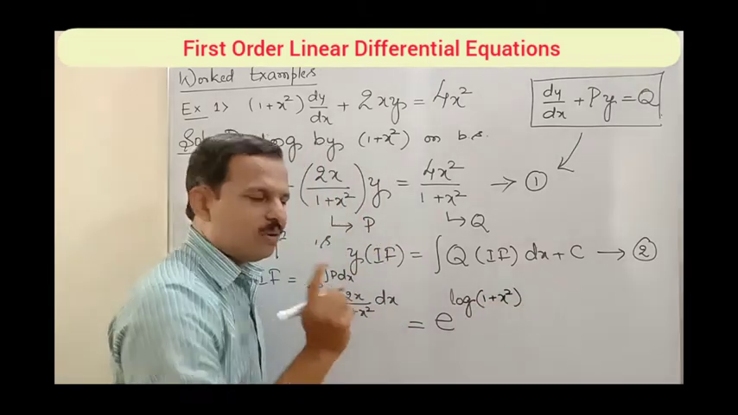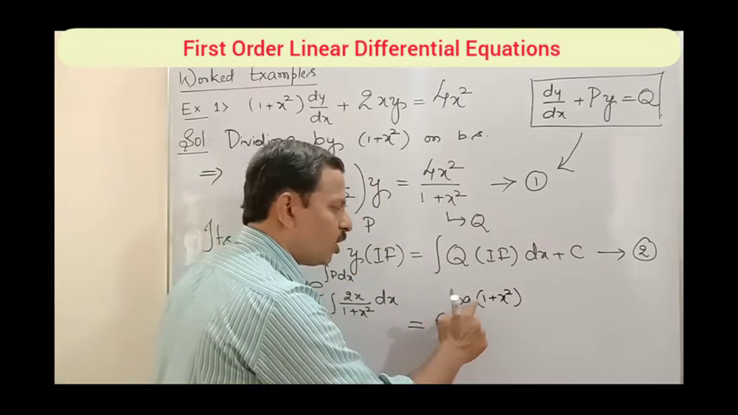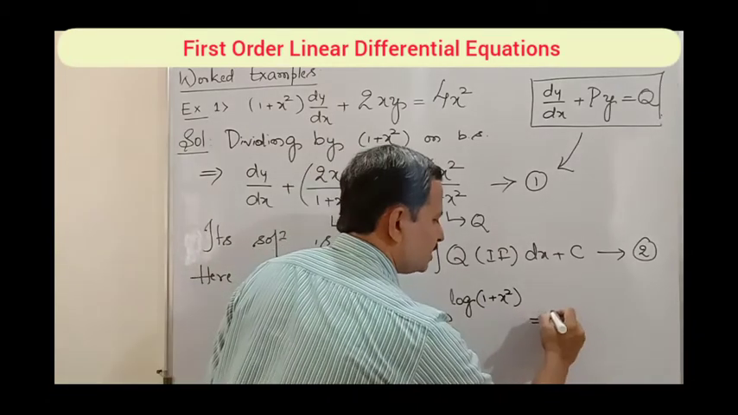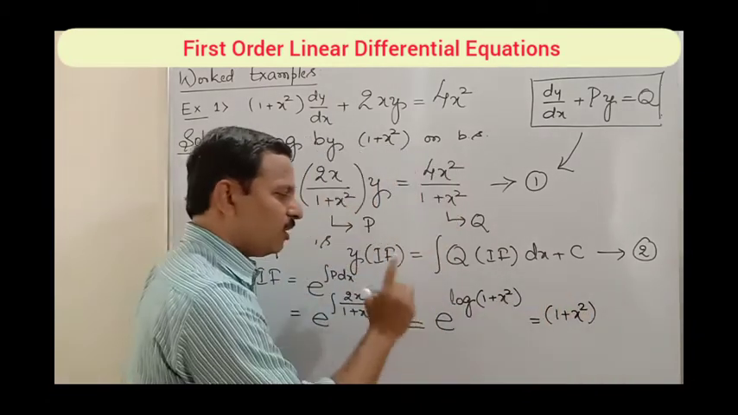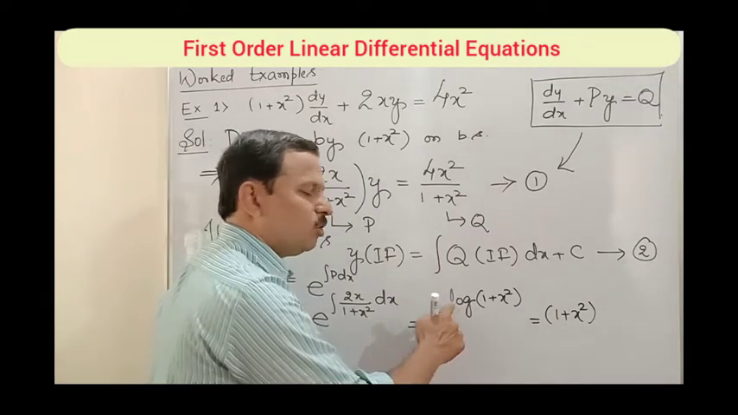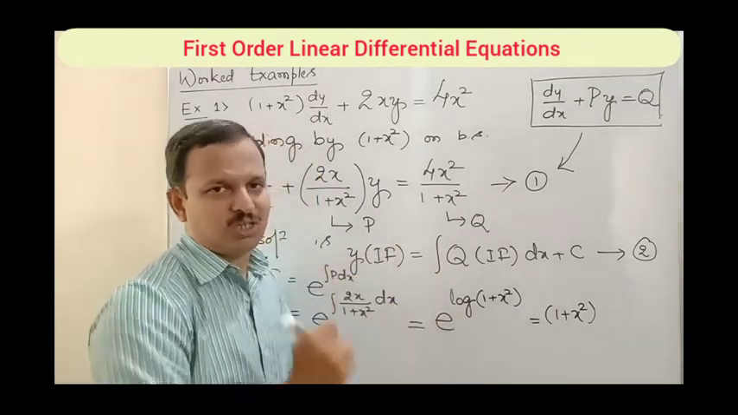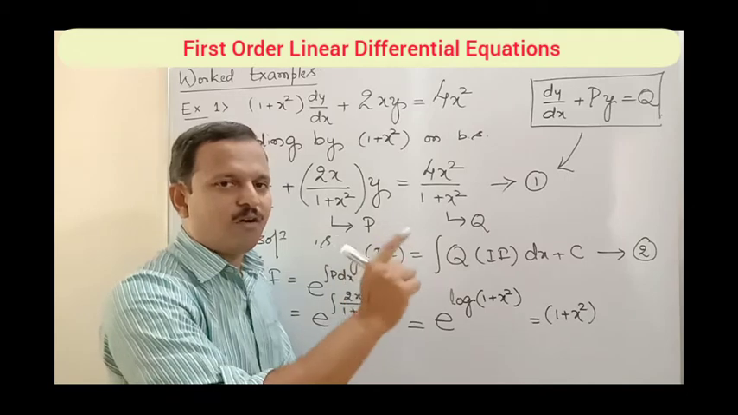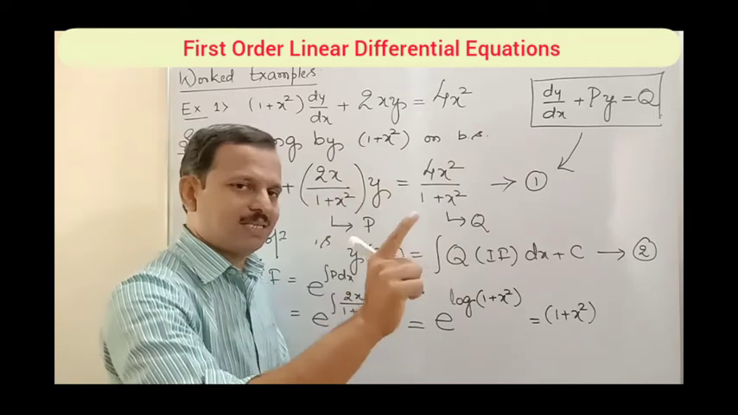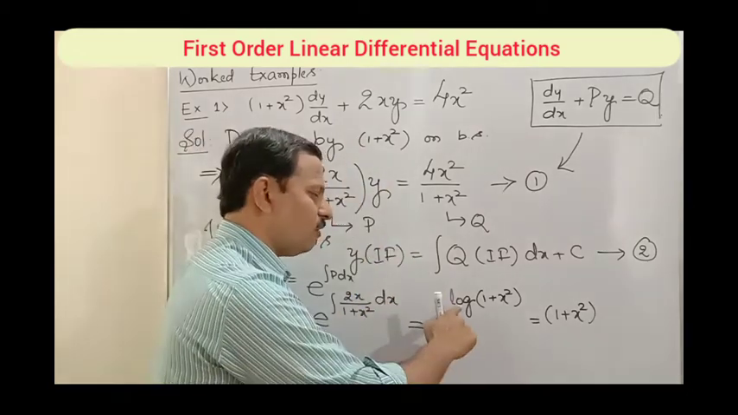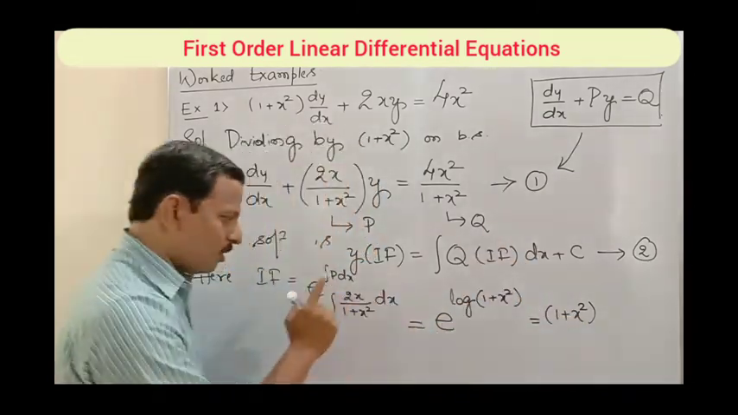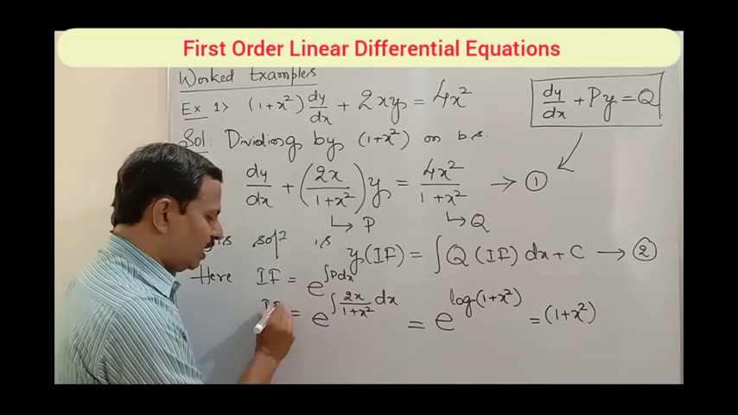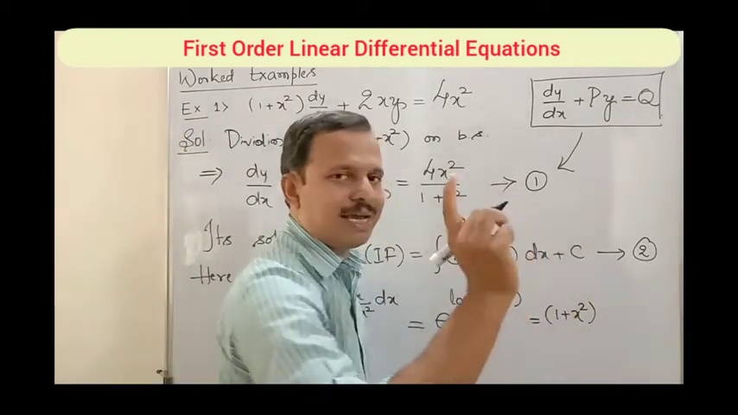So now we know that e to the power log of 1 plus x square is simply 1 plus x square. Why is this so? Because exponential function and logarithmic function are inverses of each other. Just like f inverse of f of x is x, exponential of logarithm of this bracket is the same bracket. So what have we computed? We have computed the integrating factor equal to 1 plus x square.